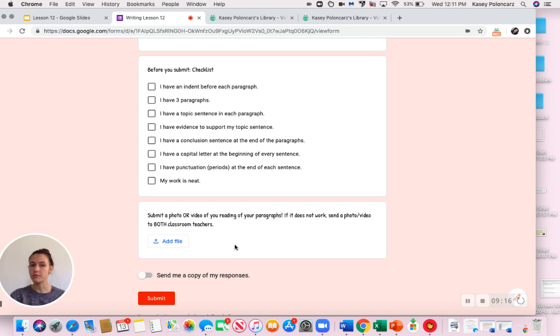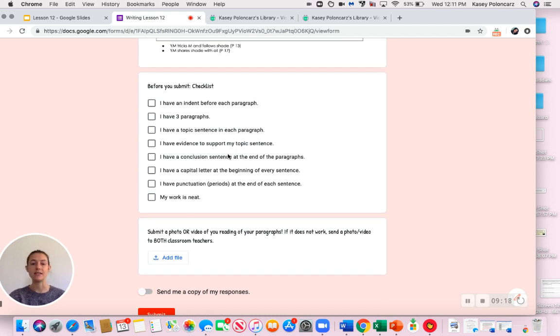Now, before you submit it, you might be saying, Ms. Poloncarz, what is this? This is just a checklist to make sure you checked your work, just like I did when I had mine. So you're going to say, do you have an indent? Do you have 3 paragraphs? Do you have a topic sentence? Do you have evidence? Do you have conclusion sentences? Do you have a capital letter? Do you have punctuation? And is your work neat? So you're going to go through and you're just going to check those off as you go through your work to make sure you have all the pieces. And then, of course, submit your work or talk it out. I can't wait to see your guys' extended responses.